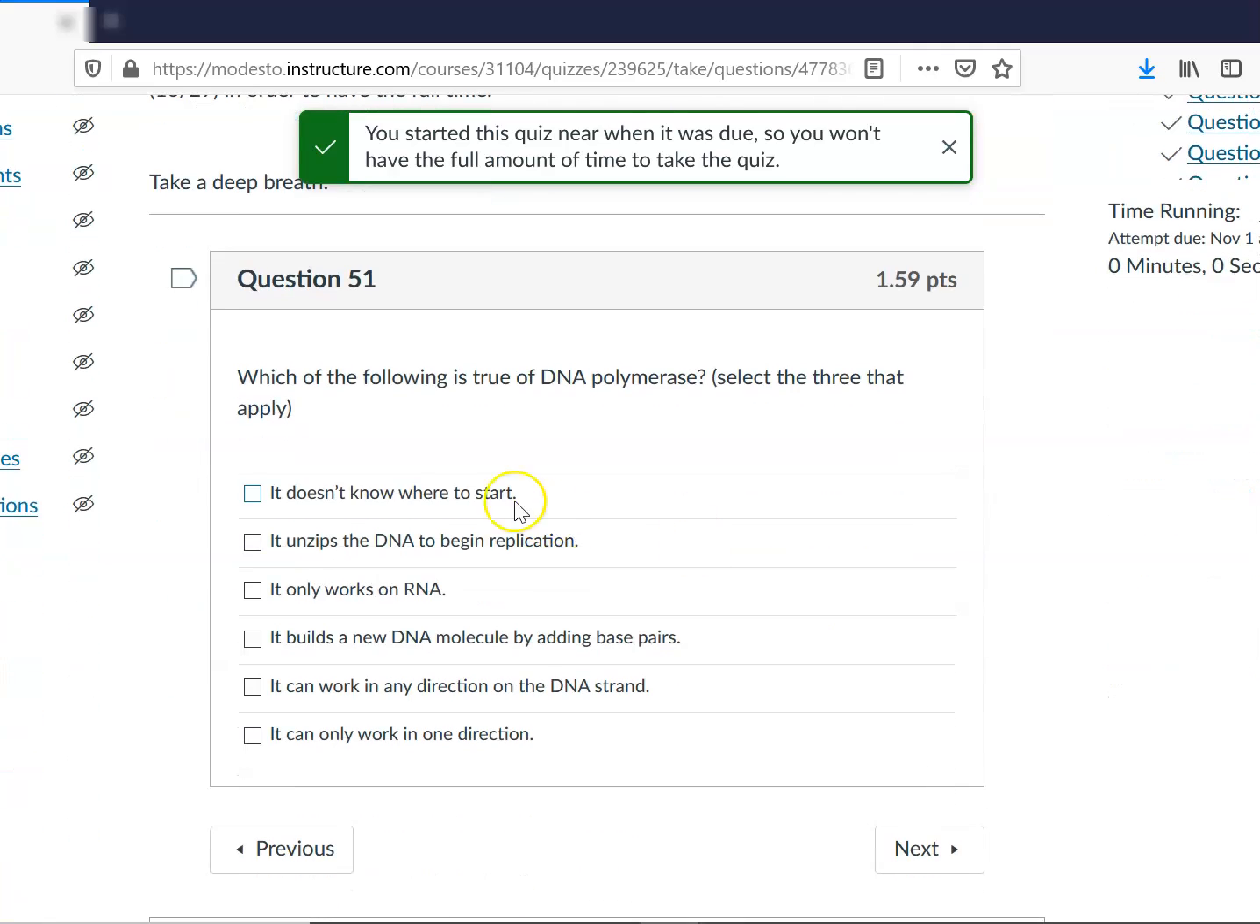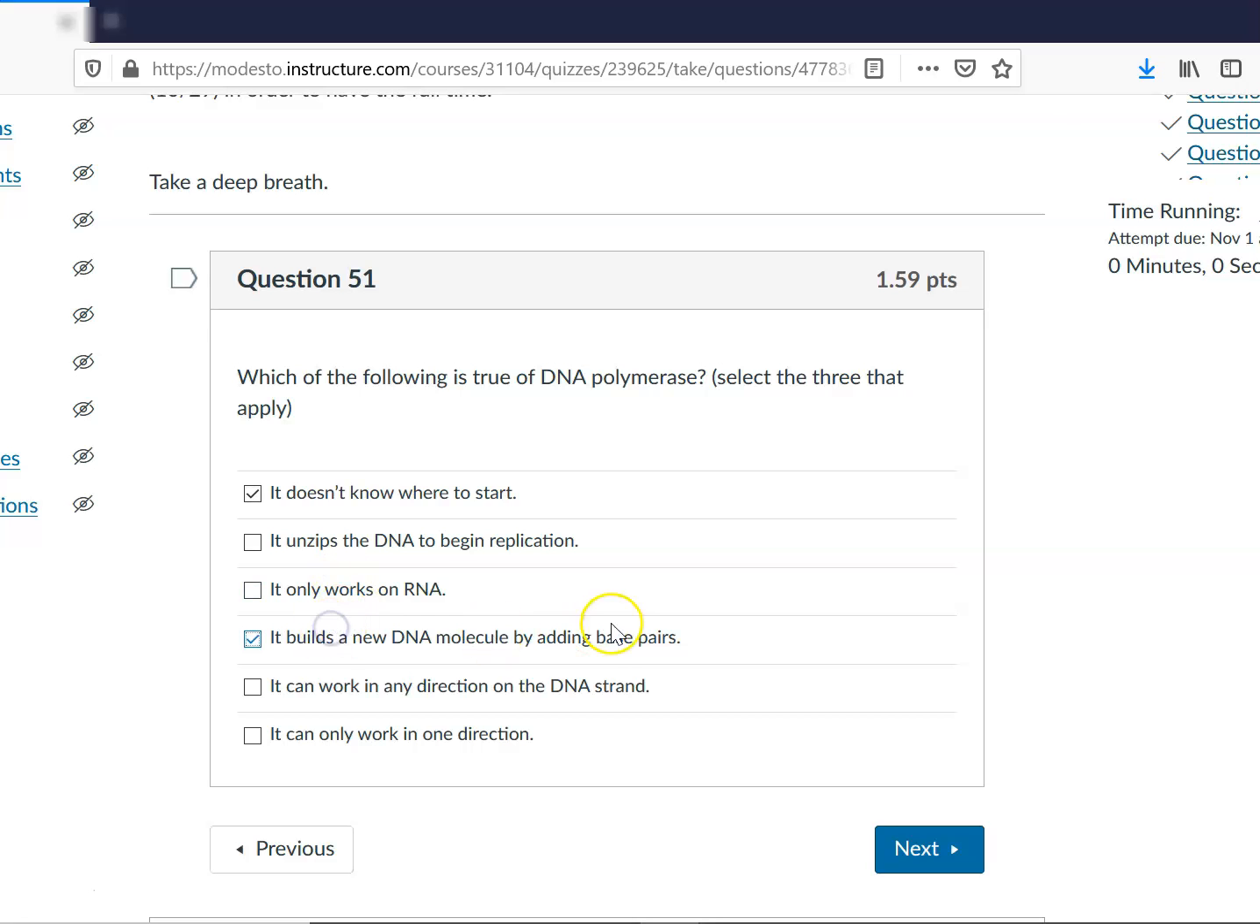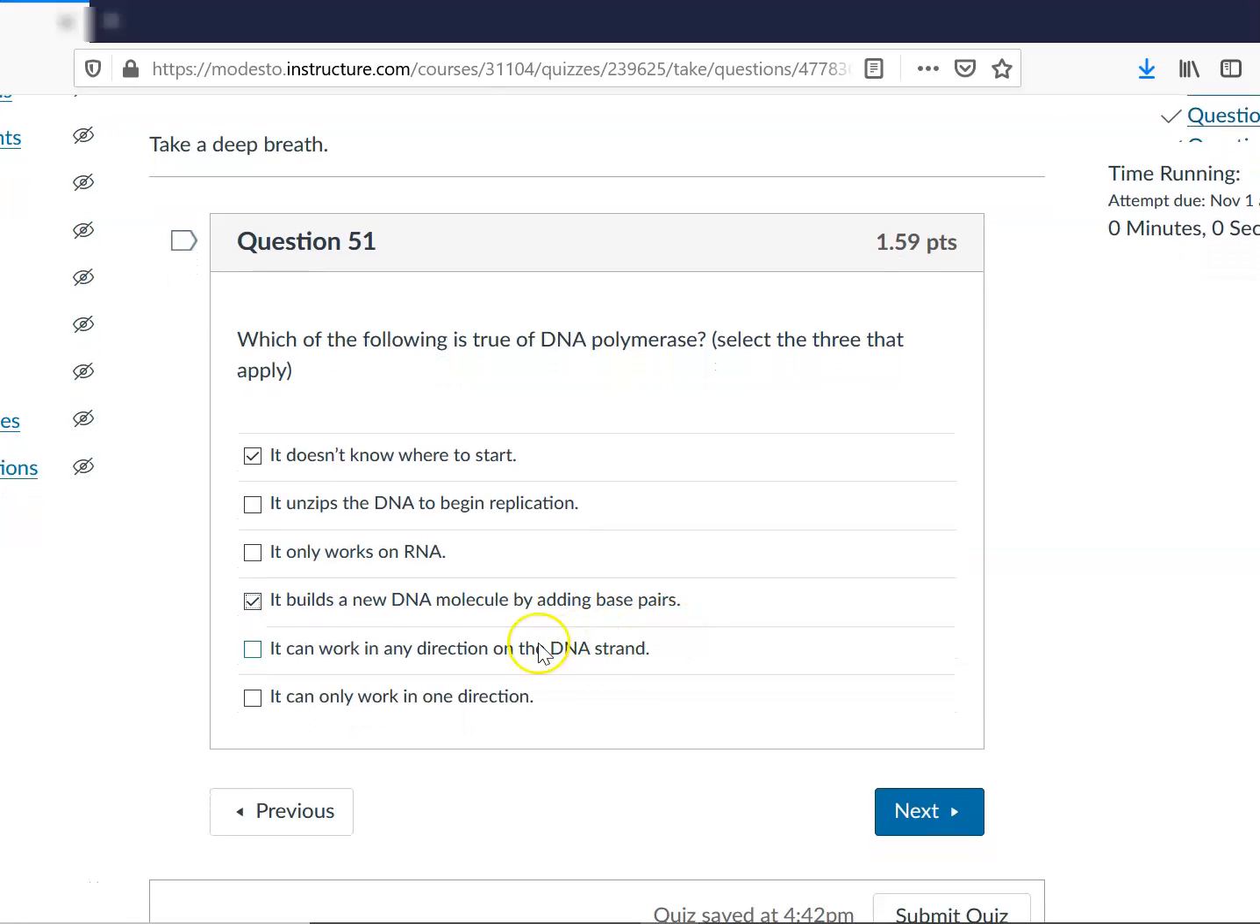Which of the following is true of DNA polymerase? It doesn't know where to start. It builds a new DNA molecule by adding base pairs, and it can only work one direction. Oh, yeah, it can work in any direction? No, it can only work in one direction. That is my answer to that.